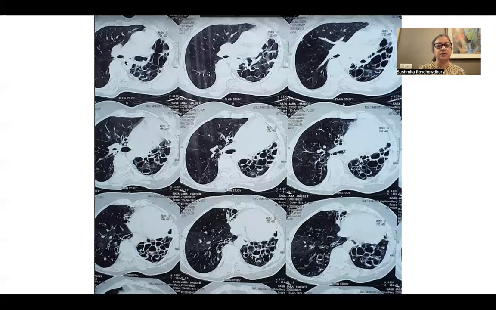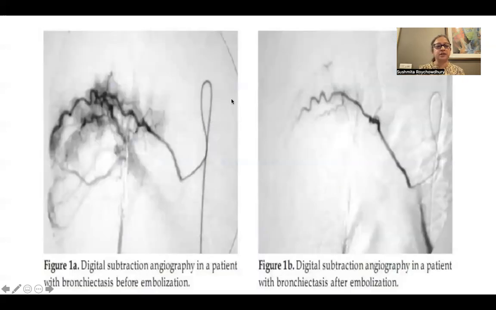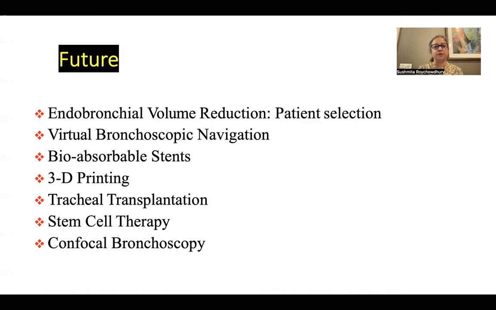For example, in this patient who has severe cystic bronchiectasis and recurrent hemoptysis, as you can see, there are so many tortuous enlarged bronchial arteries, and post embolization you can see all of that has become lesser, so the chances of the patient being saved are very high. So bronchial artery embolization is available in most good centers where there is a good radiologist to help you out.